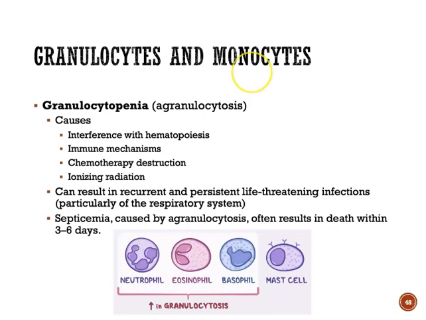And so being in this predicament, we're going to have the body be highly vulnerable to infection. And it can result from disruptions in bone marrow production, which we know is called hematopoiesis, immune system dysfunction, chemotherapy, or ionizing radiation exposure. And without enough of our granulocytes to fight infection, patients can develop persistent life-threatening infections, especially within their respiratory system. And if it is untreated, then septicemia can be caused by agranulocytosis, and that could be fatal in just about 3 to 6 days.